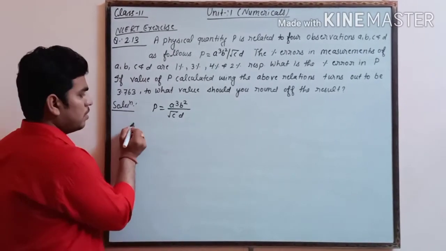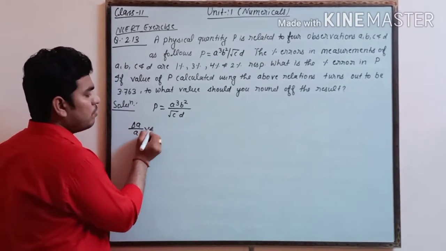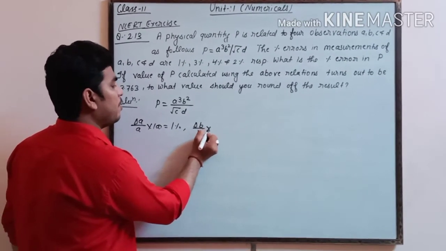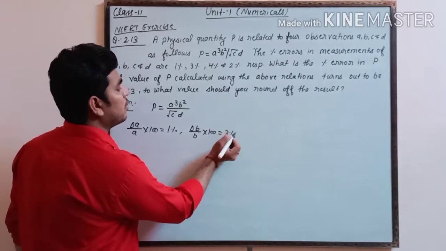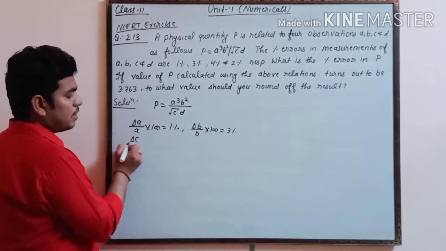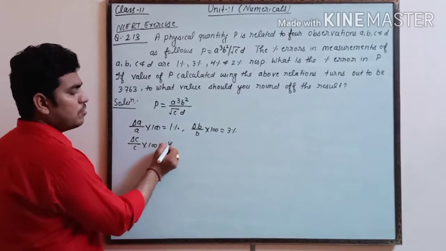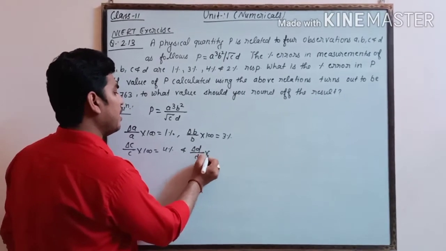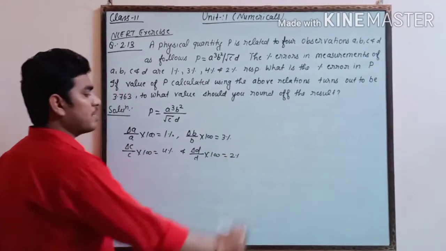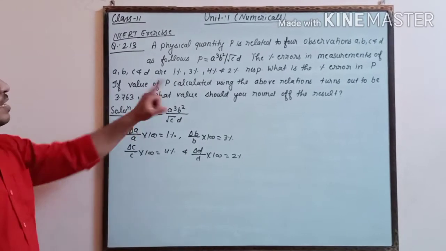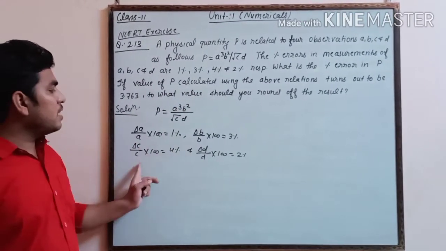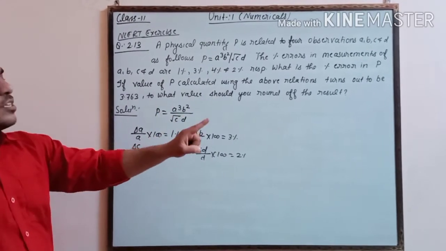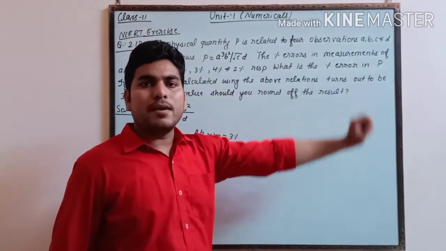It means delta A upon A into 100 is equal to 1%. Delta B upon B into 100 is equal to 3%. Delta C upon C into 100 is equal to 4%. And delta D upon D into 100 is equal to 2%. Okay. The percentage errors in the measurement of A, B, C and D are 1, 3, 4 and 2% respectively. Now the first question is, what is the percentage error in P?